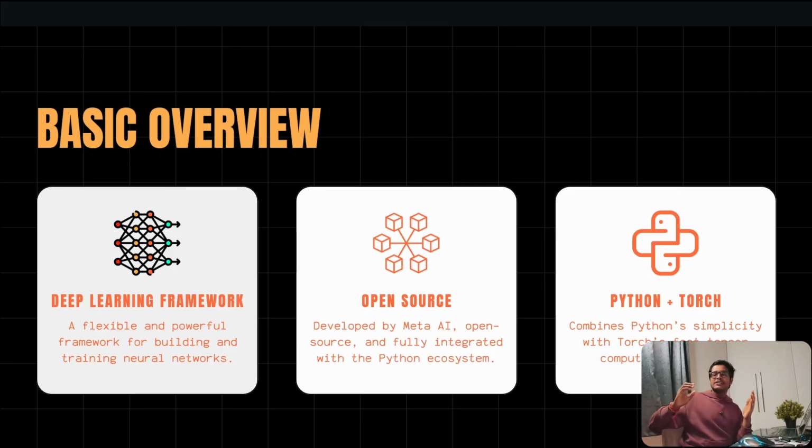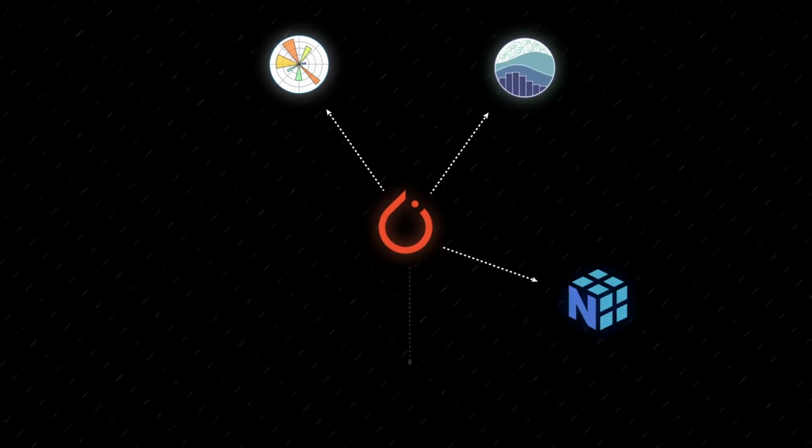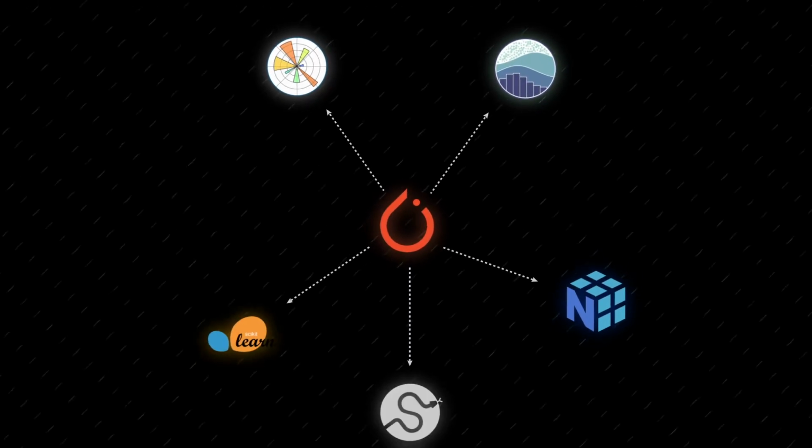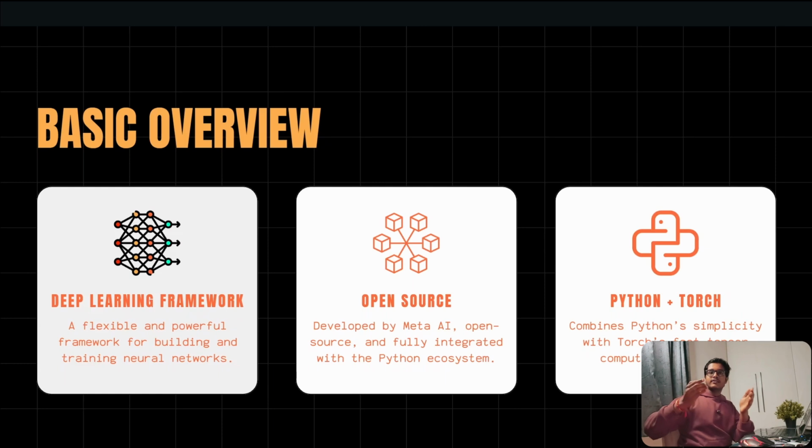And because PyTorch is based on Python, you can use all sorts of Python libraries with PyTorch. So you can use Matplotlib, Seaborn, NumPy, SciPy, scikit-learn, everything. You can use all this alongside your PyTorch, because together they are all a part of the Python environment, and that is what makes PyTorch so powerful.